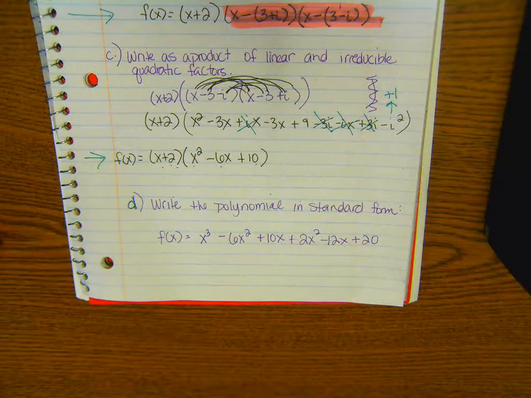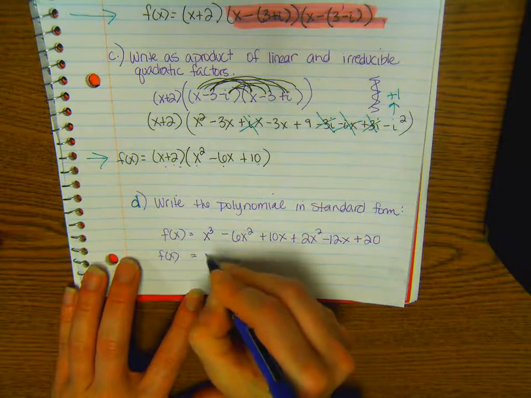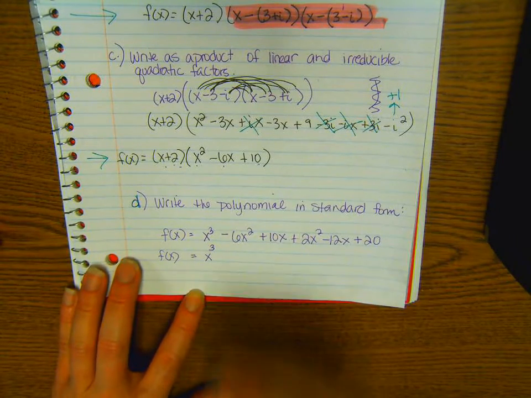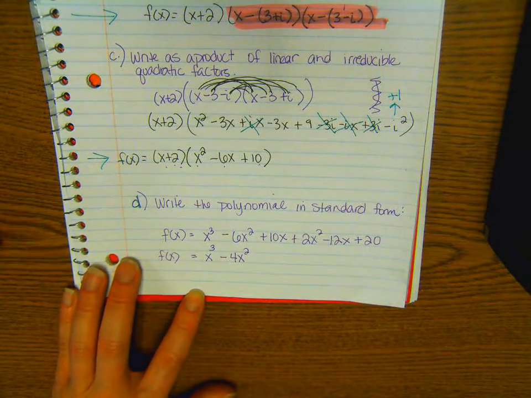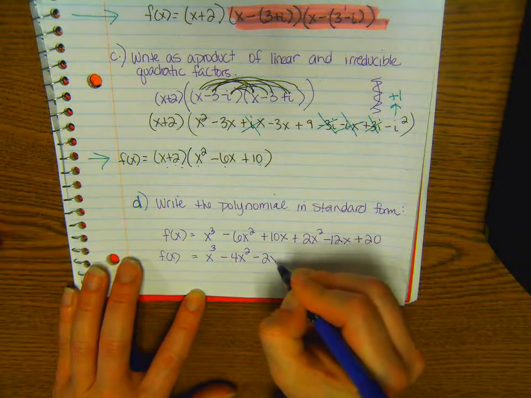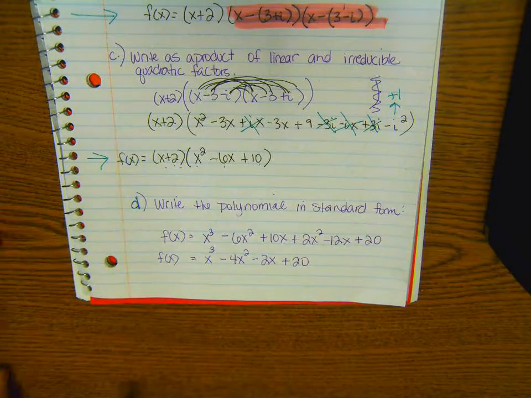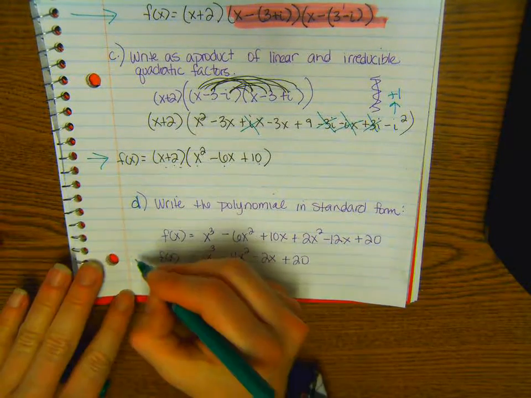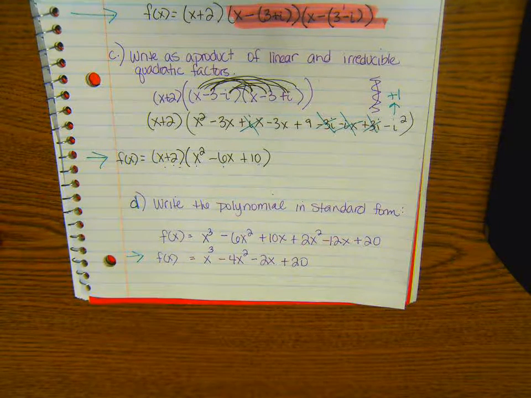And then I can add like terms. x cubed minus 4x squared minus 2x plus 20. So this is my third form that I might see a polynomial in today, and this is called standard form, which we've done stuff with standard form before.